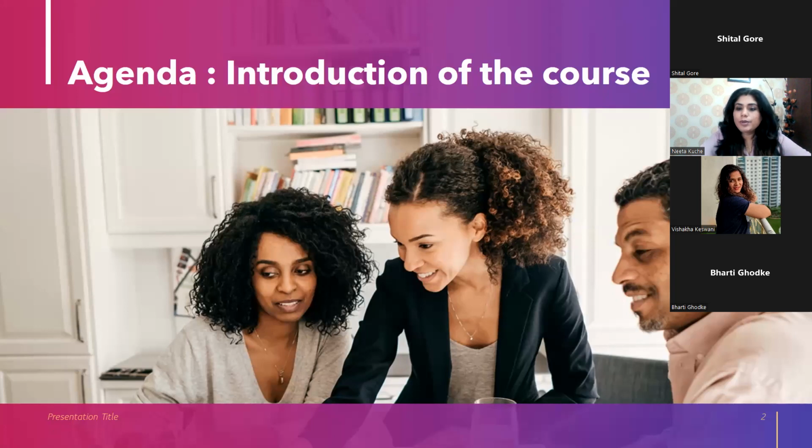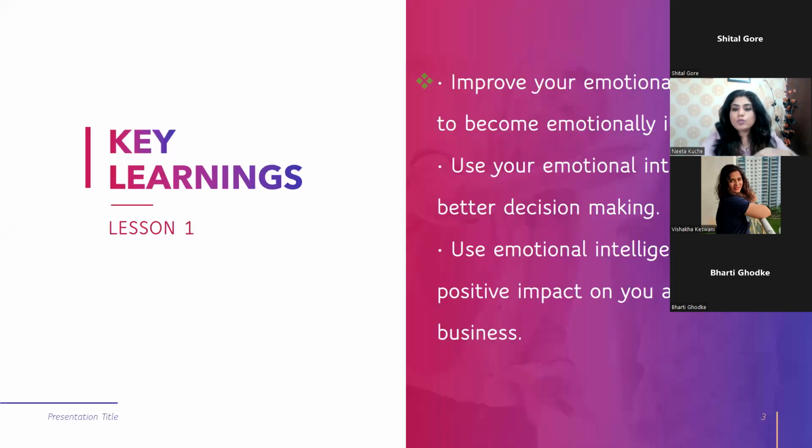In this session, we are going to understand the course, what kind of things we are going to see within this course, what exactly emotional intelligence is, and the different benefits of understanding emotional intelligence. The key learnings of today's session: we'll understand how to improve emotional quotient to become emotionally intelligent. You'll also understand how to use your emotional intelligence for better decision making, and use emotional intelligence for positive impact on you and your business. These are the three basic learnings from today's session.